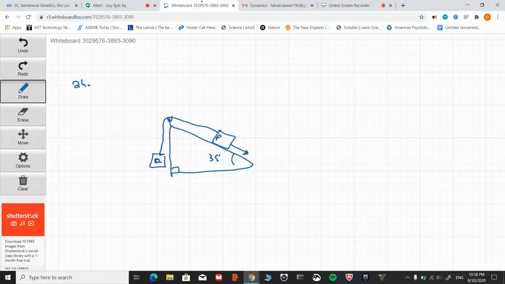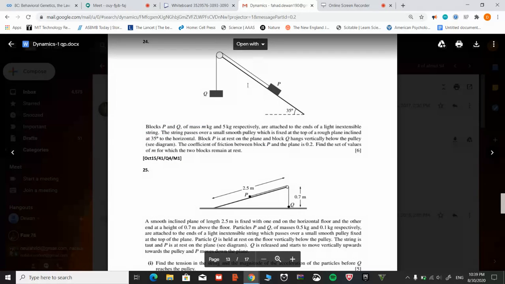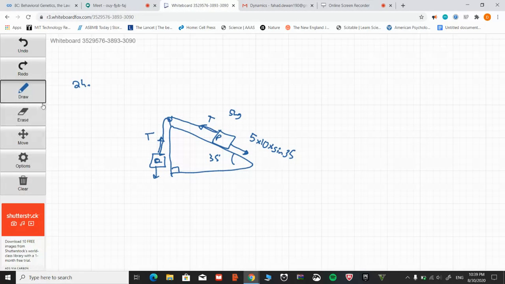So let's talk about the forces for a bit. So this is 5 kg. So that is mg sine 35, right? And we have tension acting upwards as well. And what about Q? I think I made a mistake. P is m kg. This is m kg. And this one is 5, so that is 50 newtons, all right?